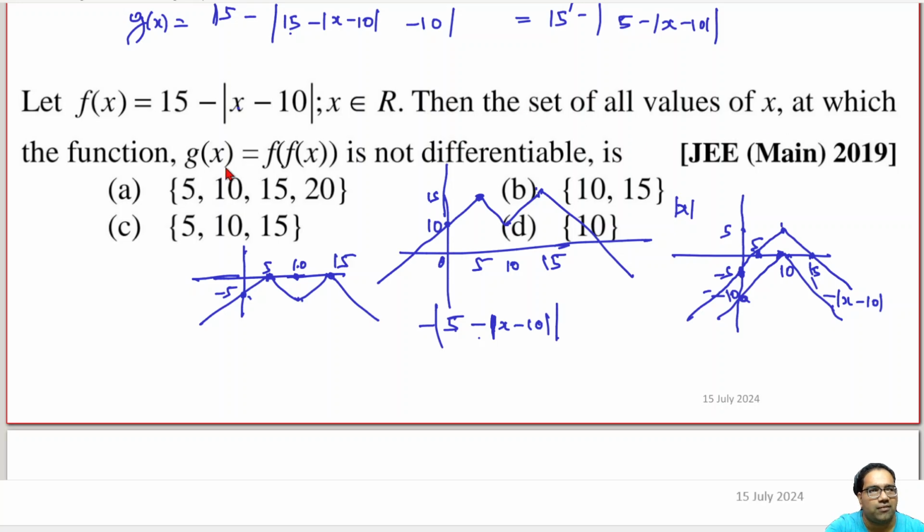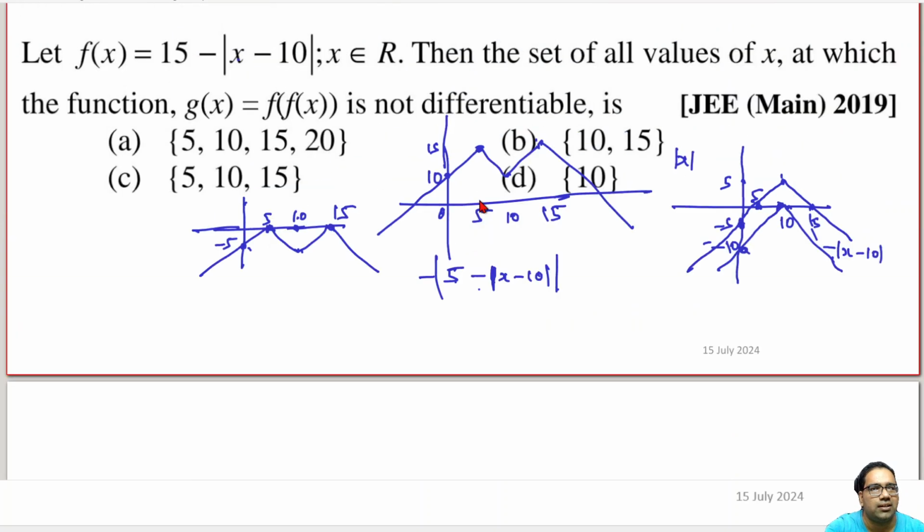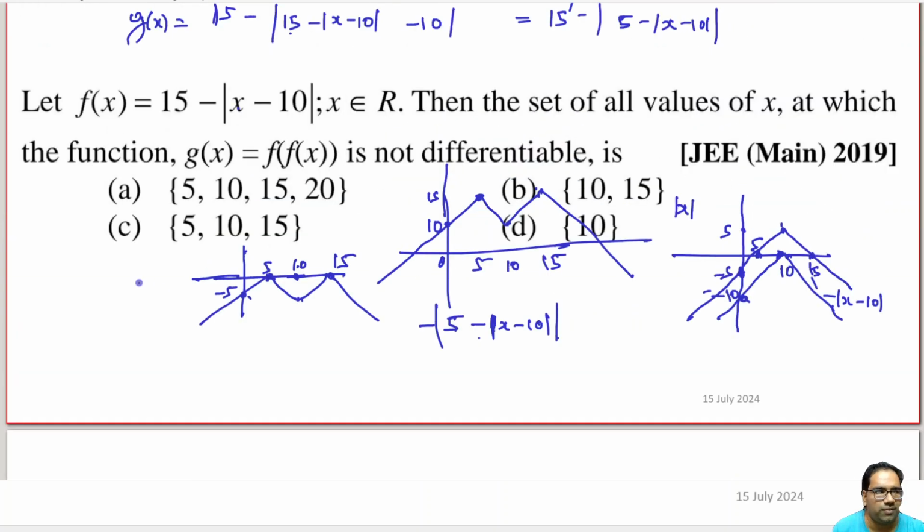Now the set of all values where this is not differentiable. Where is it breaking? It is breaking at this point, at this point, and at this point, right? These are all the corners. Everywhere else the slope is very clean. Till this point the slope is positive, then it is negative, then again positive, then negative. So these 3 points are where it is not differentiable. So 5, 10, 15. Right.